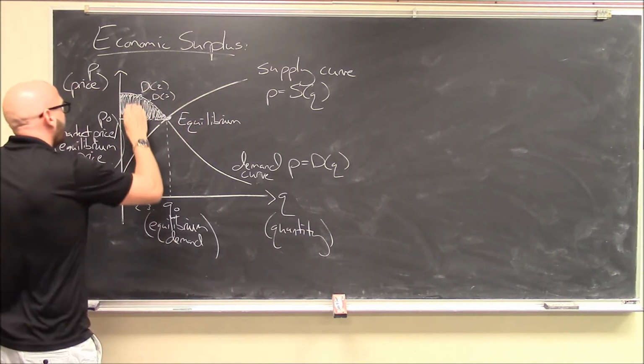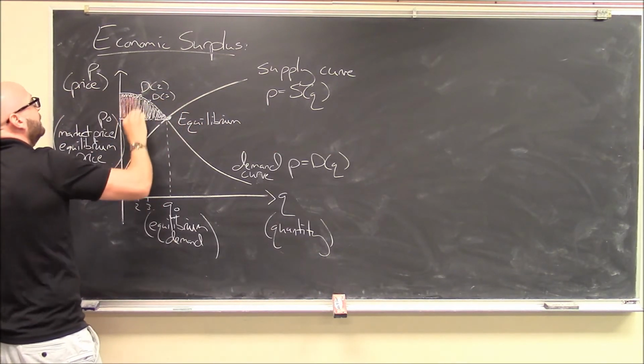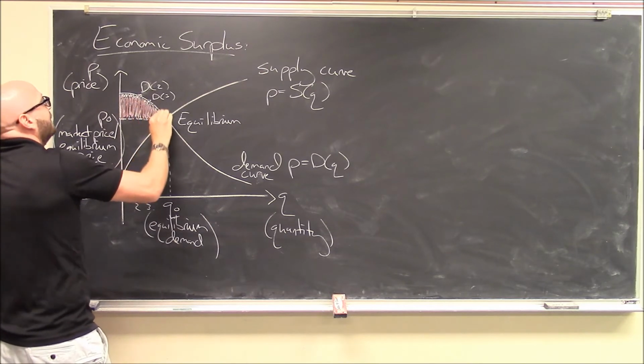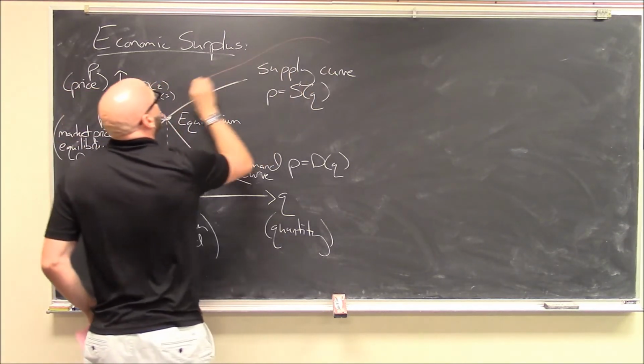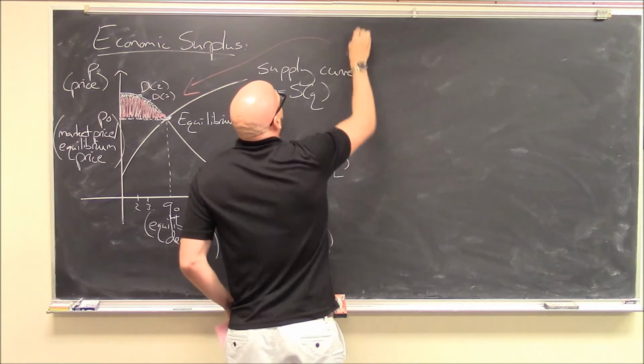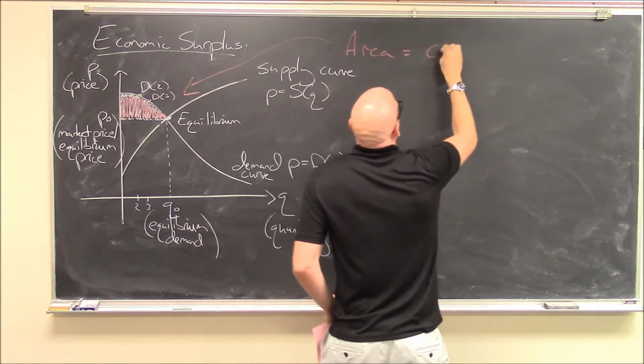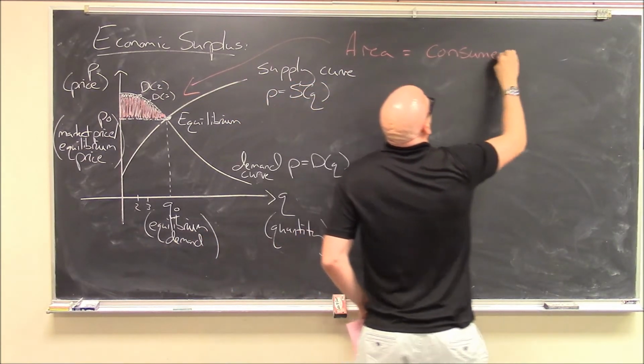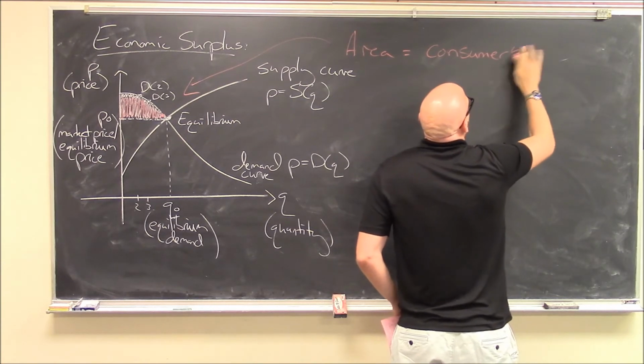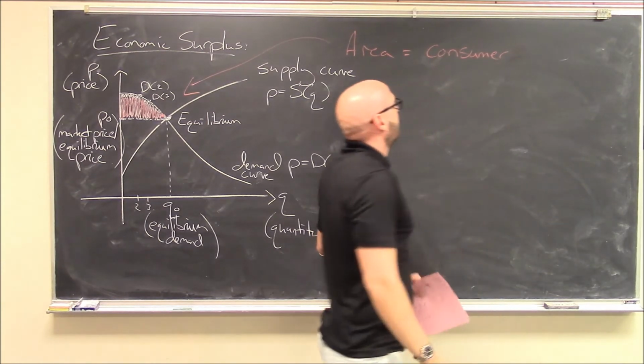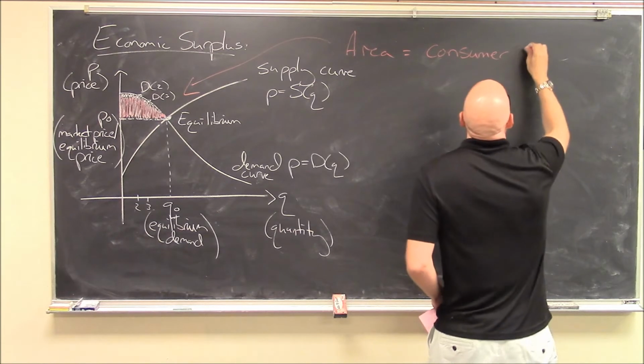How would I give it a different color? Let's go in red. And I'll do this all in red. Alright, so that area, that's called the, I think our textbook puts an S on the end, some people don't, I'll just call it the consumer surplus.